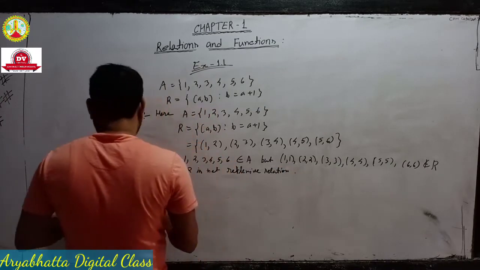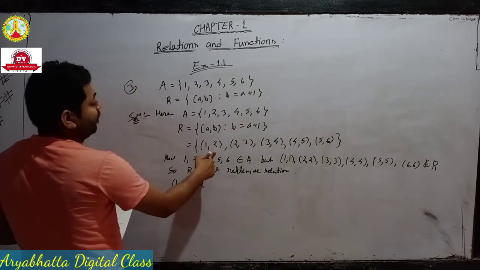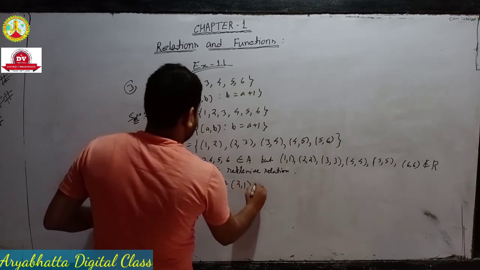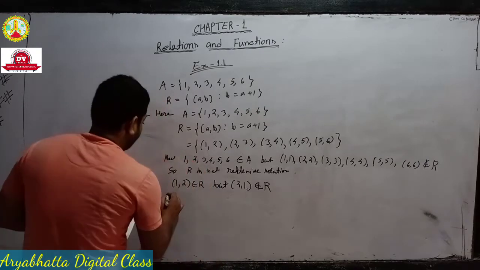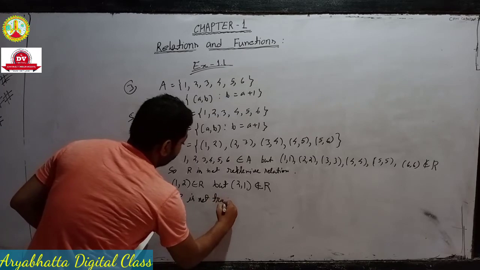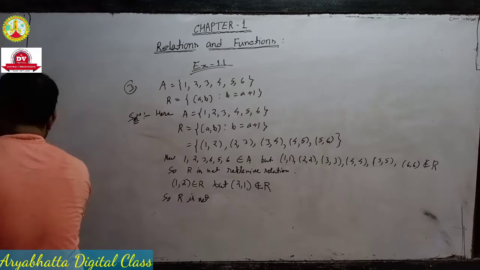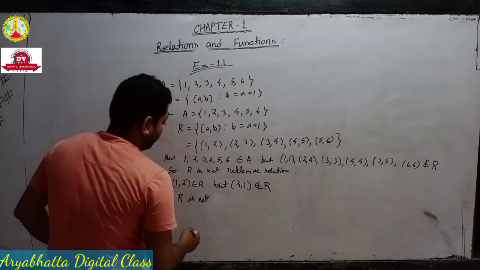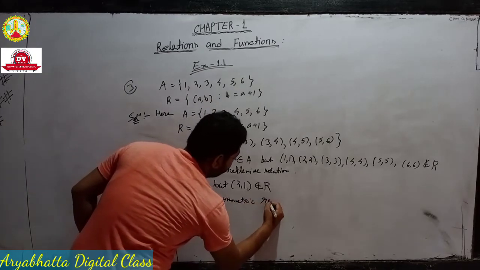Now (1,2) belongs to R, but (2,1) does not belong to R. So R is not symmetric. If (a,b) belongs to R but (b,a) does not belong to R, then R is not a symmetric relation.